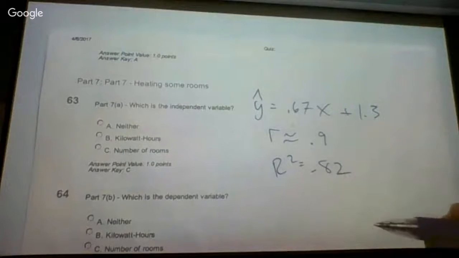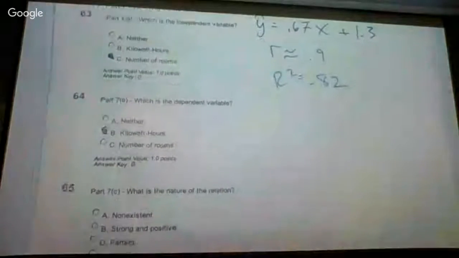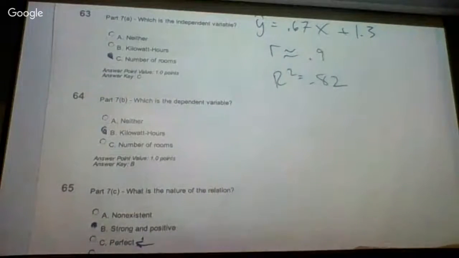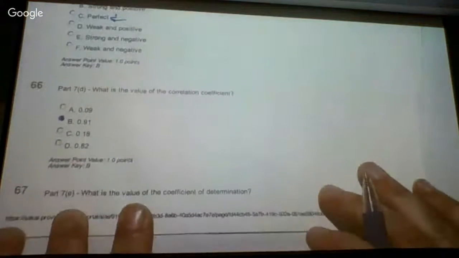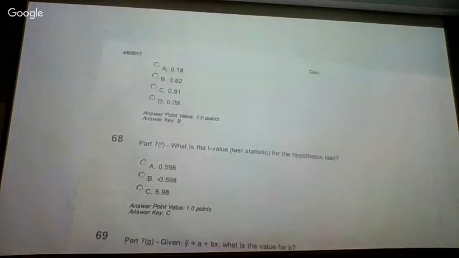And we take 2/3 of 7, we get 14/3 plus 4/3 is 18/3. 18/3, ooh, we should probably get 6, straight up 6,000 kilowatt hours. I believe that. Independent variable was the number of rooms. Dependent variable is the number of kilowatt hours. This is practically perfect, but we're just going with strong. You can't call it perfect, not quite yet. Correlation coefficient is approximately 0.9. The value of the coefficient of determination, r squared, is 0.82.